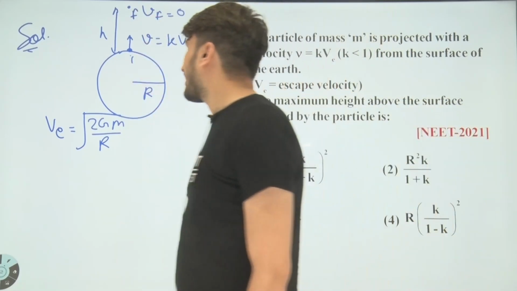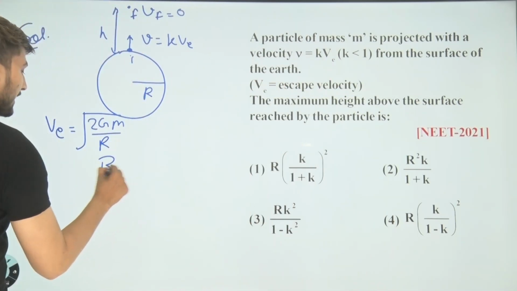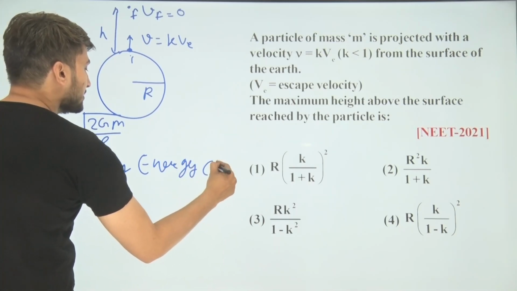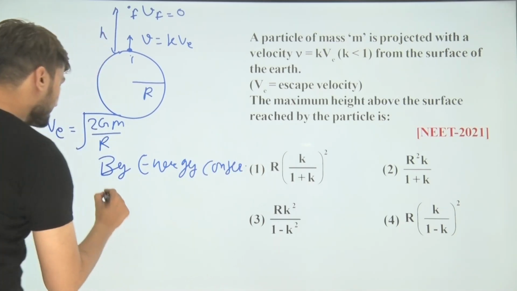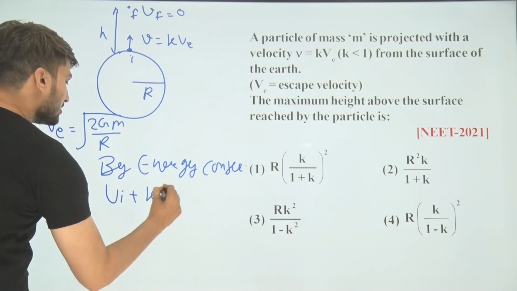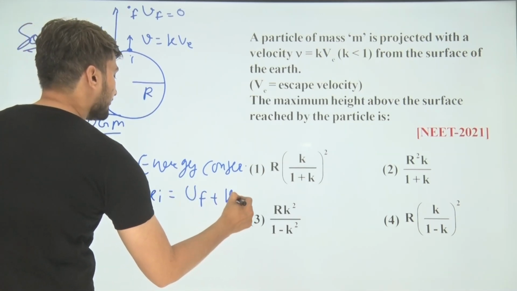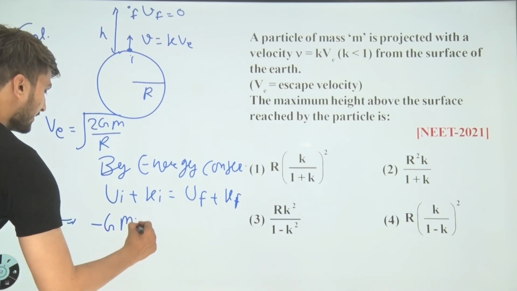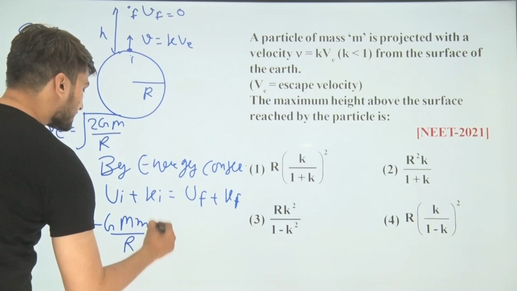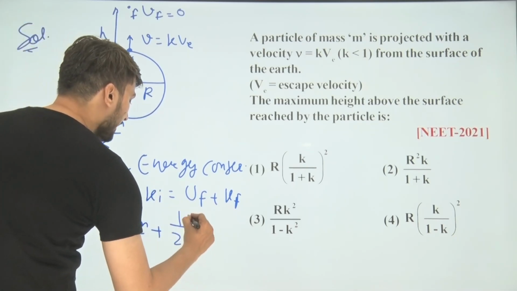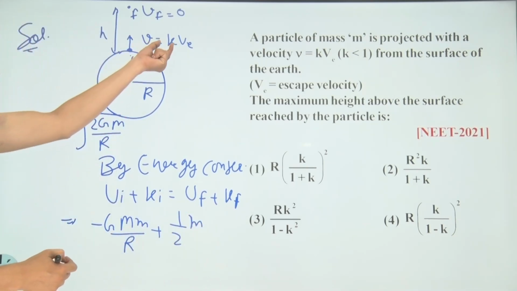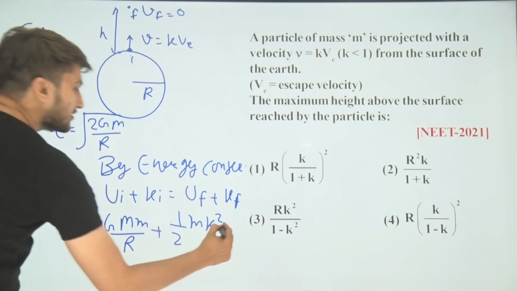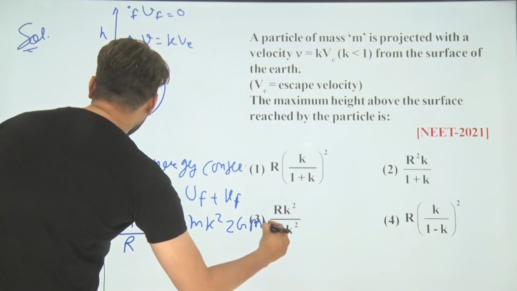So between the initial and final condition, by energy conservation, we can say U initial plus K initial is equal to U final plus K final. Now U initial is minus GMm by capital R, plus the initial kinetic energy, which is half m v square. V square is k square ve square, so this is k square and ve square, that means this is 2GM by R.